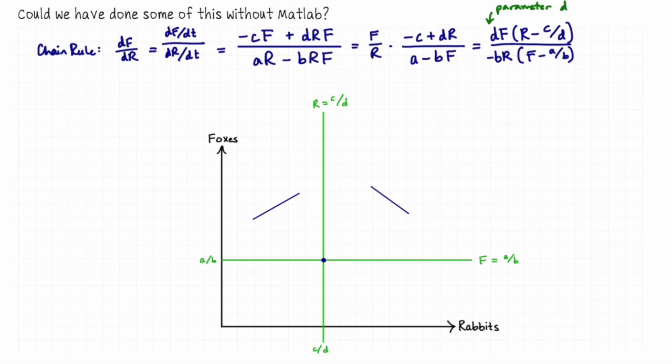And if we come down to the bottom left, both r and f are less than their equilibrium solutions. So we have negative over negative times negative. So that's going to be negative again. And then cross over the line r equals c over d and it will be net positive. You can then also fill in the behavior on the lines. So when r is c over d, it's flat. When f is a over b, it's undefined. We can reason from the rest of this picture that that's going to mean vertical.